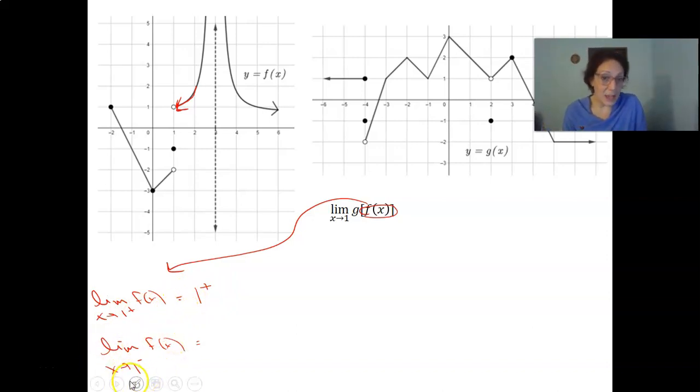On the negative side, when I approach 1 on f of x from the negative side, I'm approaching negative 2.